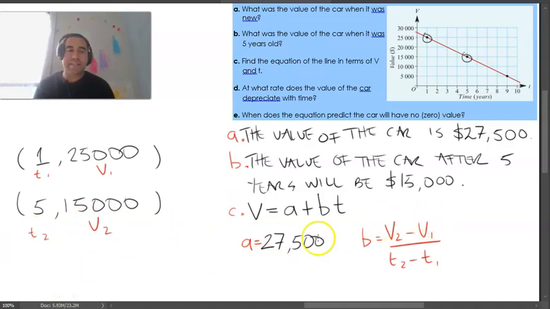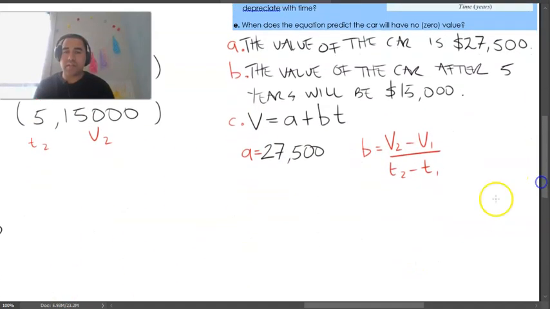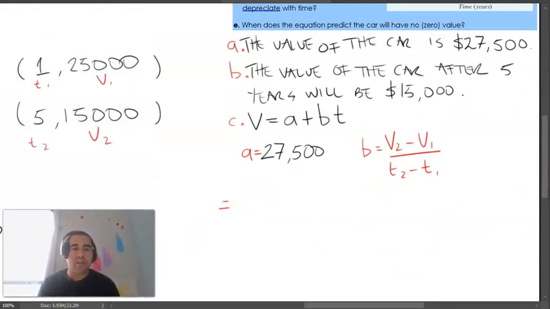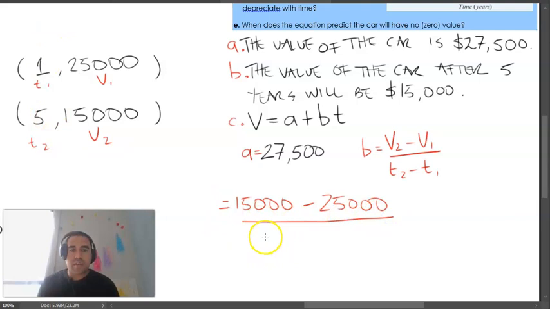We are expecting a negative slope. So we're expecting a negative to appear in one of these, in either numerator or denominator. Traditionally, it's the numerator. V2, 15000, take away 25000. There's our negative. We've got a smaller number, take away a bigger number. T1, 5, take away 1. Time difference is 4. Value difference.